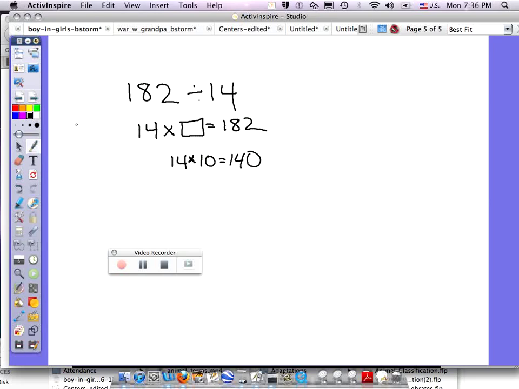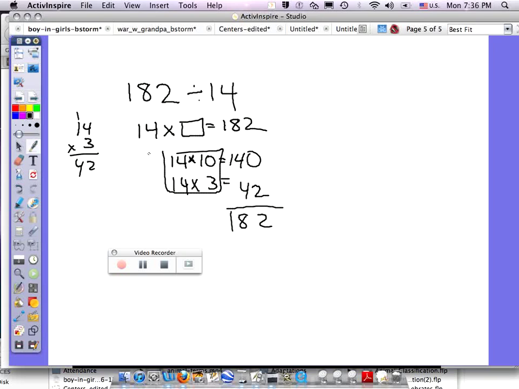So let's see, 14 times 3 is 42. And that's exactly what we wanted. So it's like 14 times 10 and 14 times 3. And that would give us 182. So it's like multiplying 14 times 13. Now let's check it. You know it needs to be bigger than 10. Alternatively, you could just do guessing and checking, because it's not that much bigger than 10. 14 times 13.